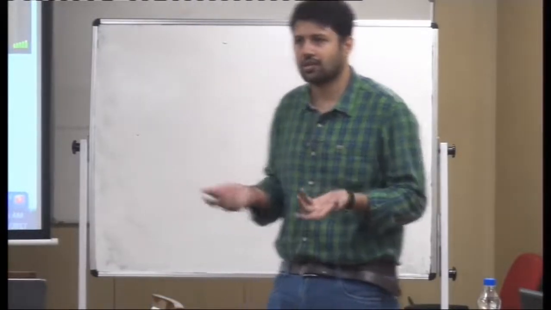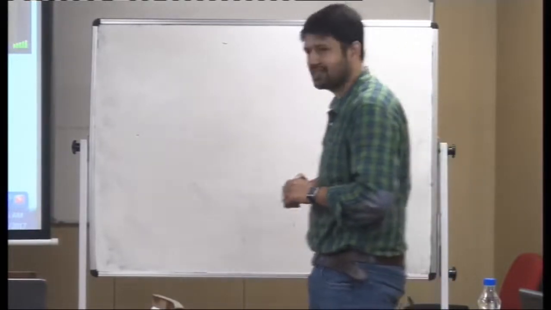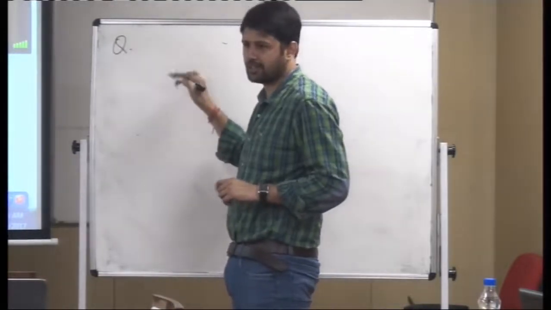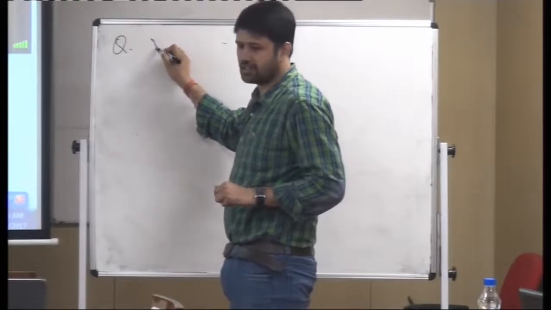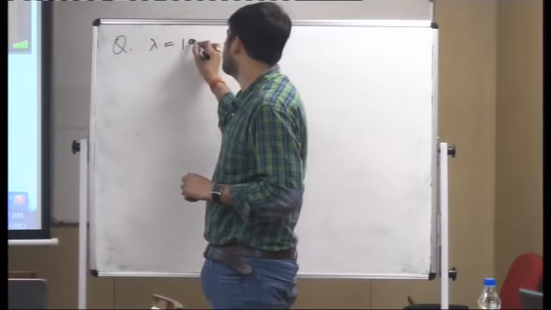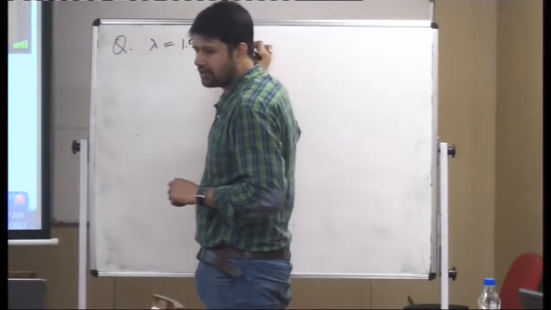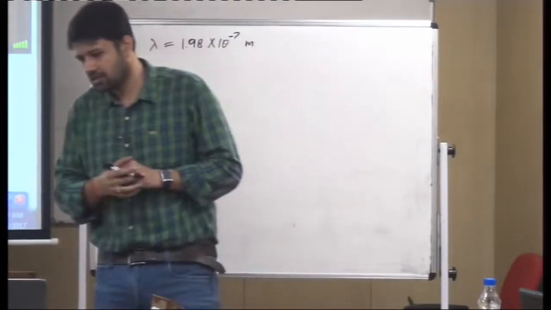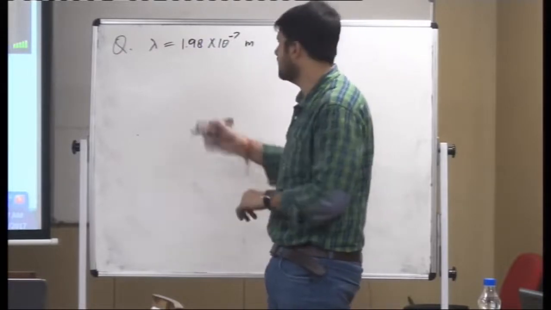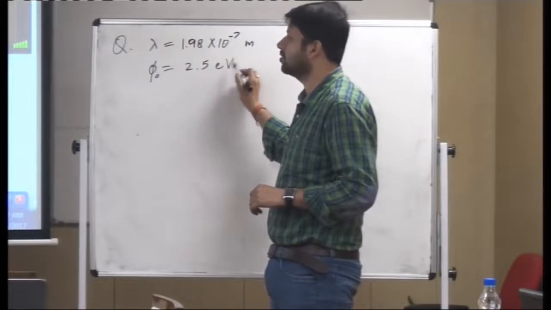In microamperes, not useful, right? So the question is, in an experiment, what happens? The wavelength of light emitted is 1.98 into 10 raised to power minus 7 meter, right? In an experiment, this is the wavelength of light emitted, while the work function is 2.5 electron volt.